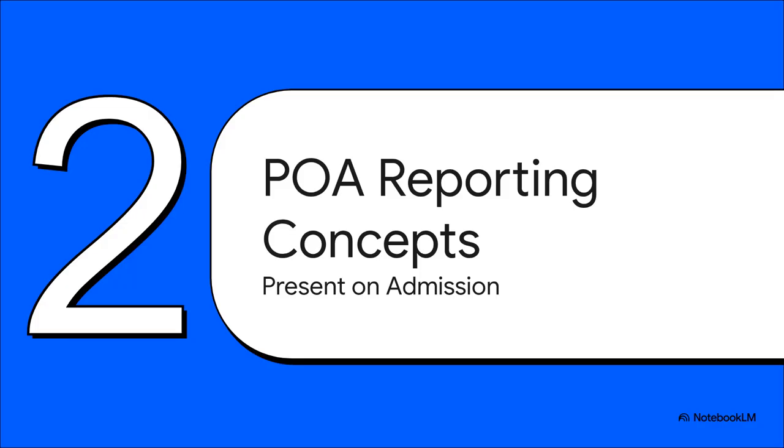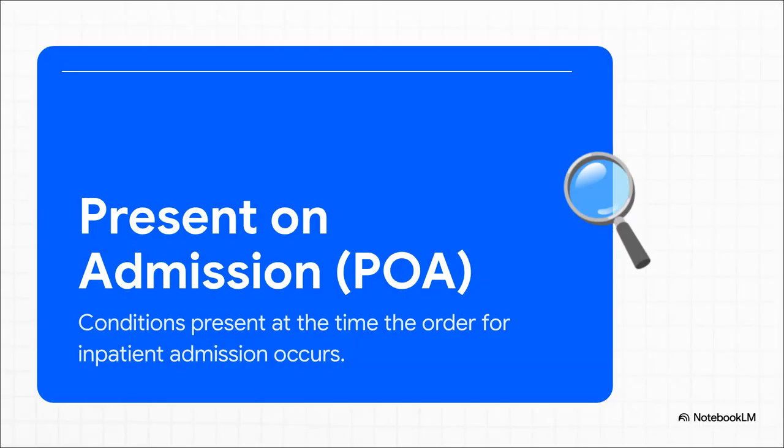Section 2, Present on Admission or POA reporting concepts. So we need to completely understand the definition of present on admission. According to the coding guidelines, a condition is only present on admission if it existed at the precise, exact moment the physician wrote the order for inpatient admission. It's literally a rigid timestamp. Even if the patient started showing symptoms in the ER or the observation unit or during an outpatient surgery, if it was present when that formal inpatient order was finally signed, it officially qualifies as present on admission.